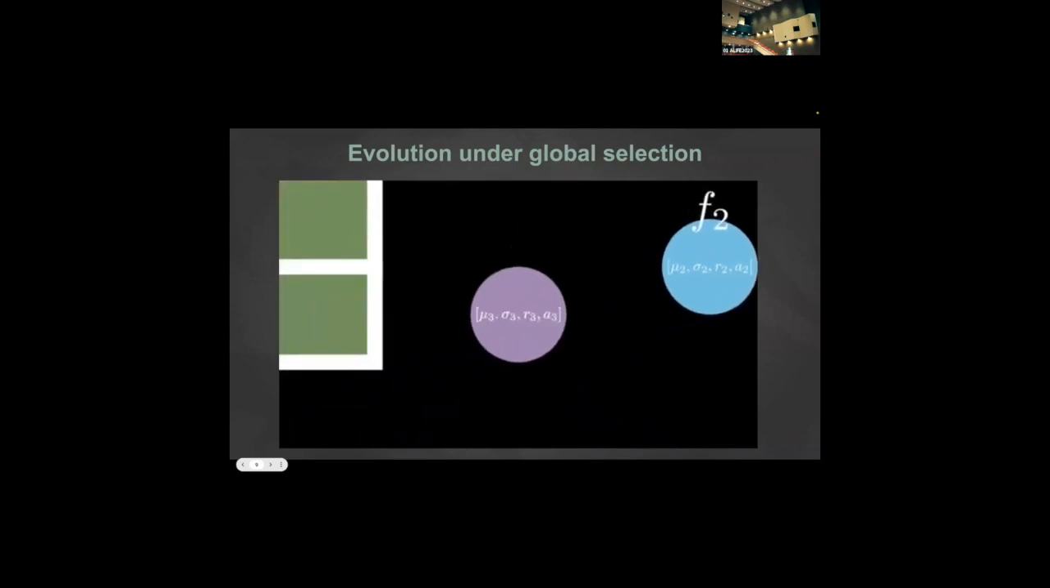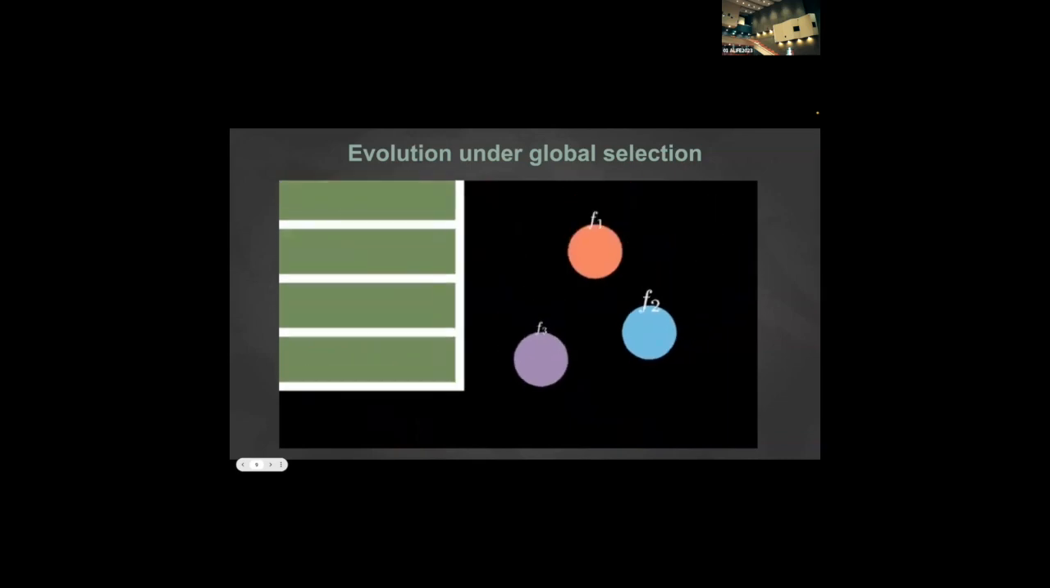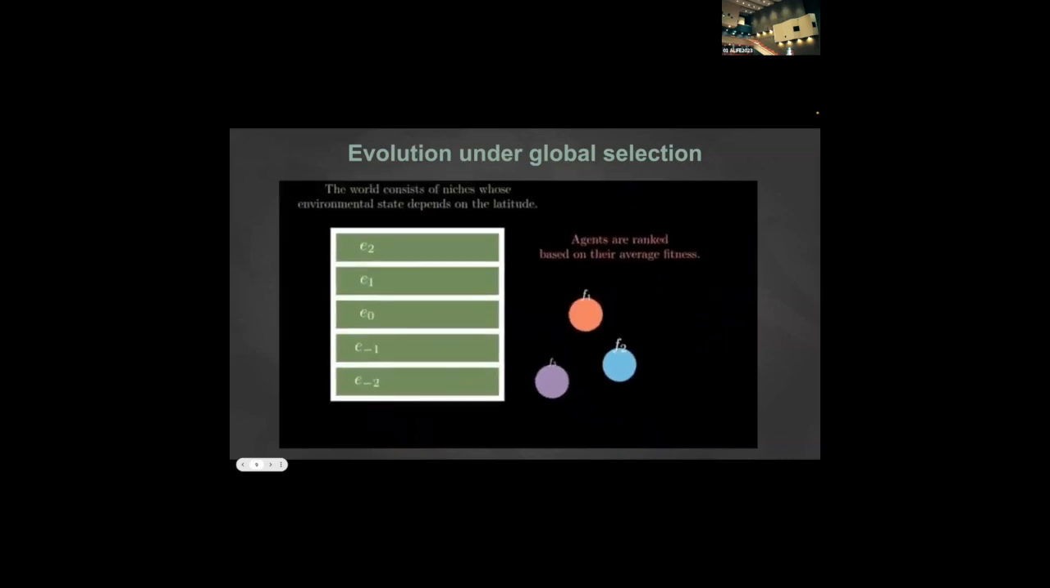And when we pick an agent for reproduction, we place it in one of the niches it can survive in randomly, and then its niche constructing genotype is expressed. It modifies the niche, and then it has two offspring. And then we do this until the capacity of the environment is filled.